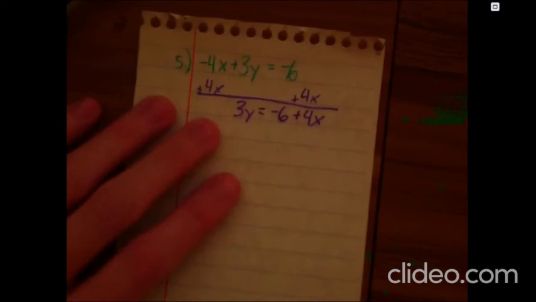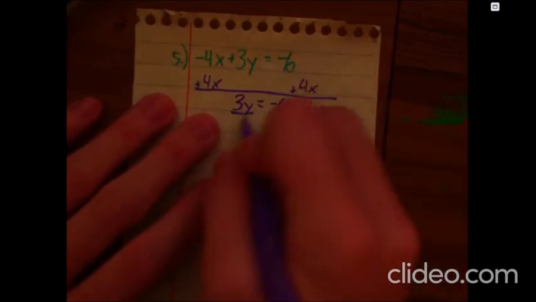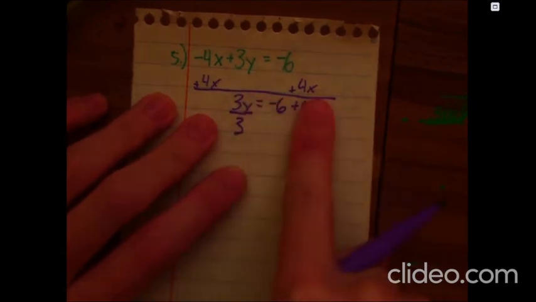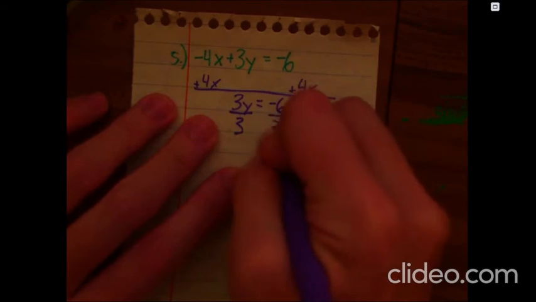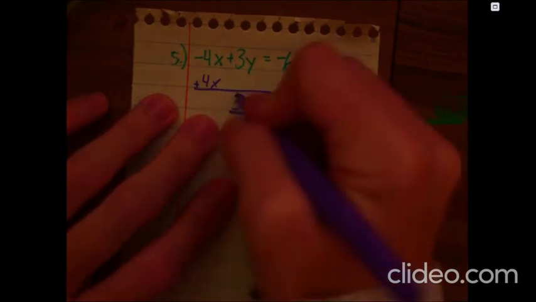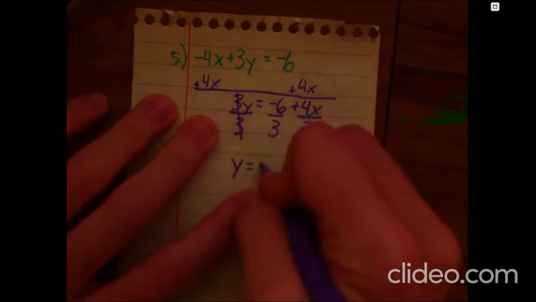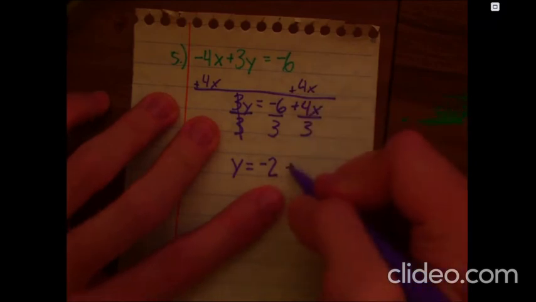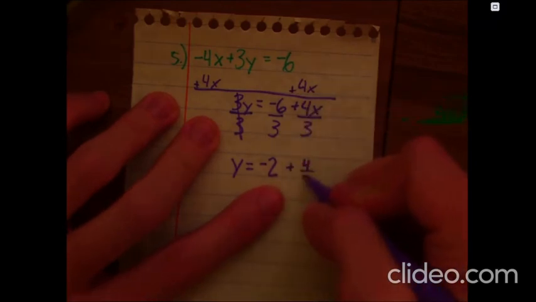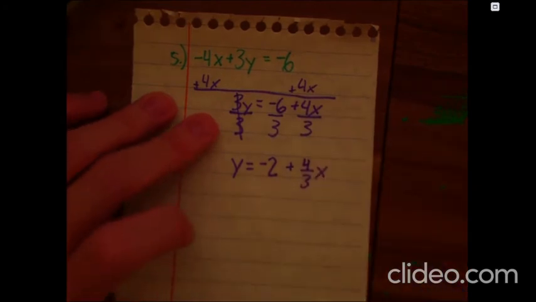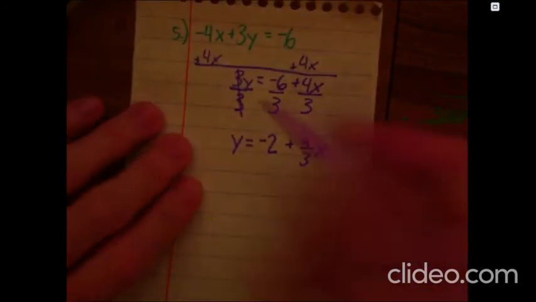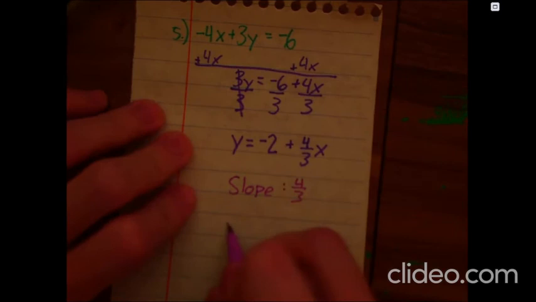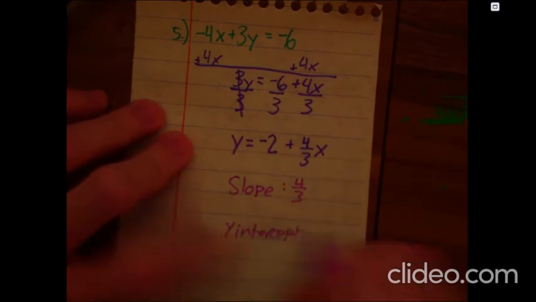So now, to isolate my y here, I need to divide my left by 3, and then divide each term by 3. Y is equal to negative 2. 6 divided by 3 is negative 2, plus 4/3 x. Let's identify our slope and our y-intercept. Our slope is 4/3. Our y-intercept is negative 2.